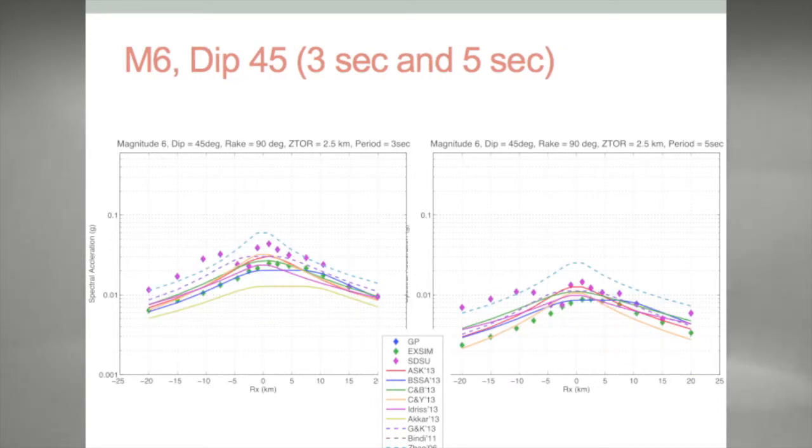This is magnitude 6 with 45. Again, SDSU is pretty much higher than the other GMPEs. Graves and Bitarka are higher, but we are following XM fairly well. We're coming up and coming over to the other side. Same thing here.